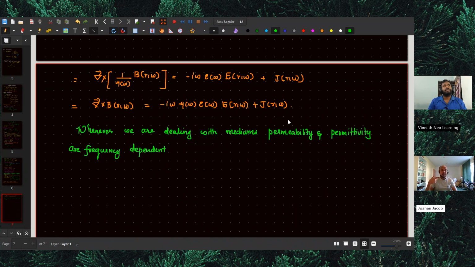Before looking into that, we have to learn a little bit more about Maxwell's equations. We'll also have to talk about what we call a convolution relation. We'll discuss that when the time comes. So let's stop for today and see you all in the next class.